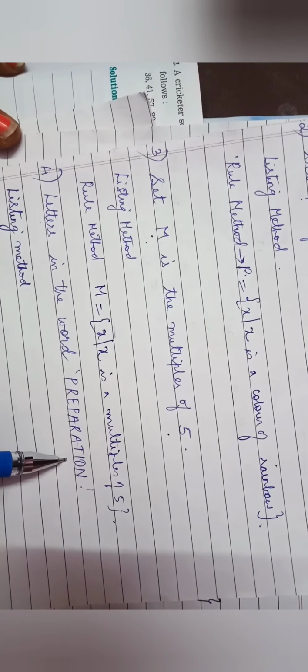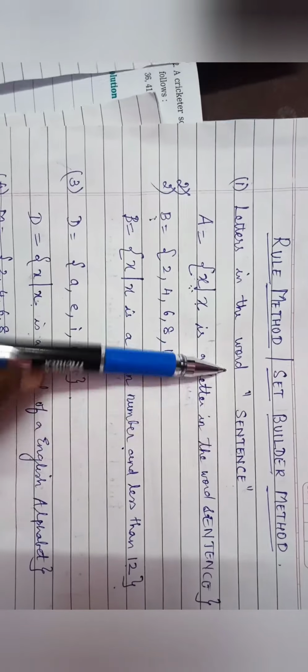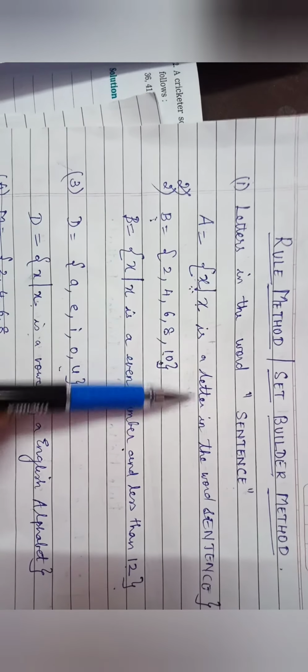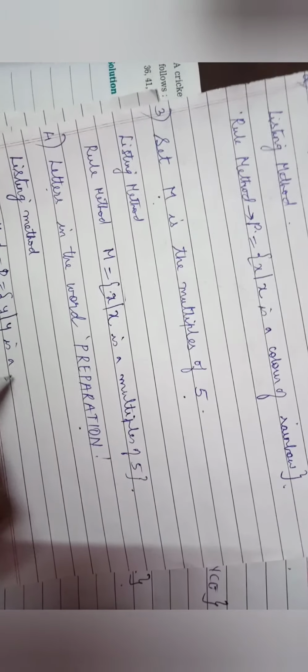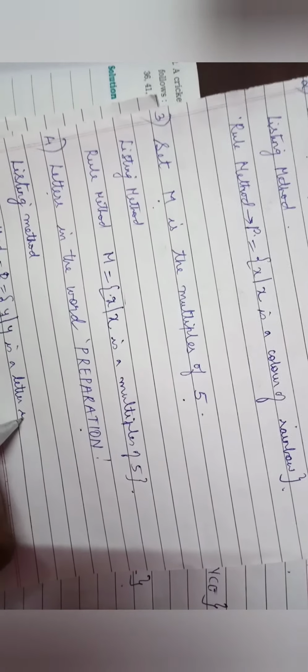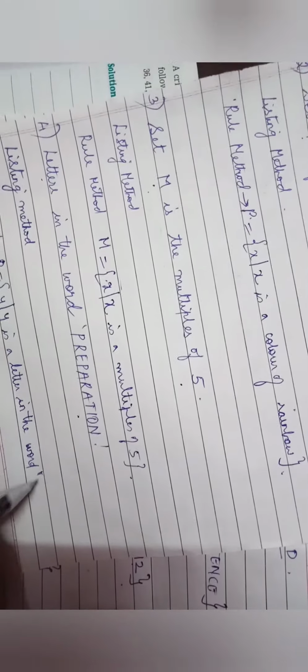Clear? Now the next one, letters in the word preparation. We have seen one example also, right? Letters in the word sentence. How we have written: X such that X is a letter in the word sentence. So we are also writing here. Here there is no set name. I am giving the set name as B. As I said, you can use any alphabet. I am using Y here. Y such that Y is a letter in the word. What is the word? Preparation.